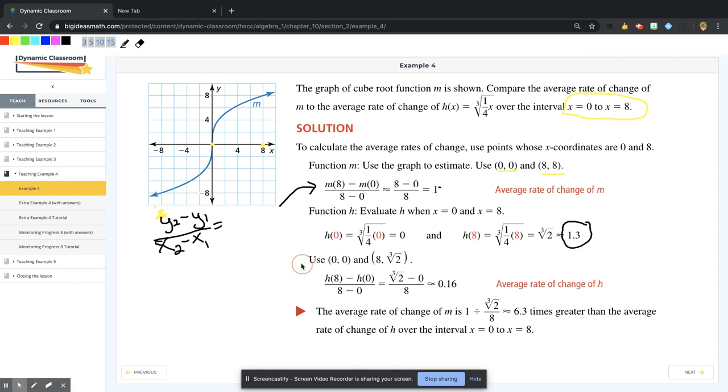Okay, so then I have these numbers here. And I'm going to put them in down here. So I have 0, 0, and 8, cube root of 2. And this is the new rate of change. So I can figure out that the new rate of change is 6.3 times greater than the average rate of change.